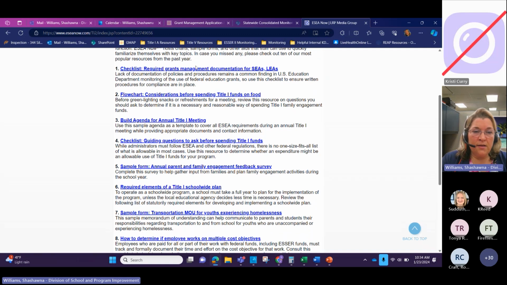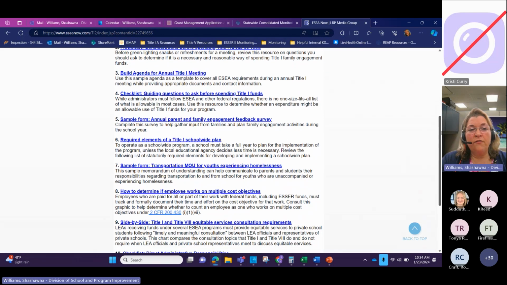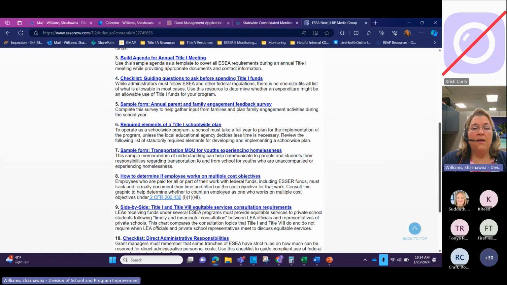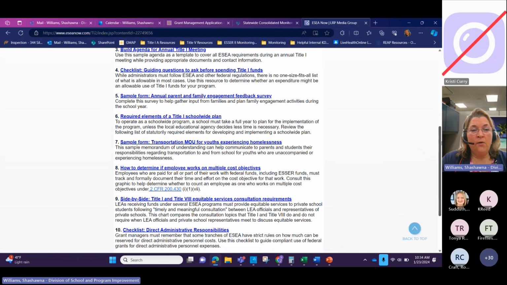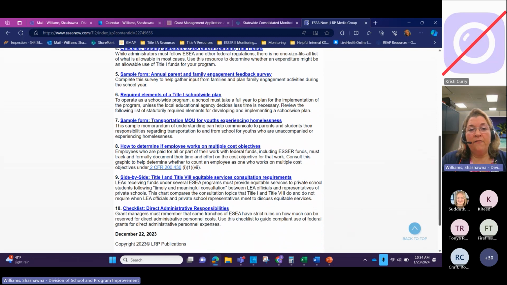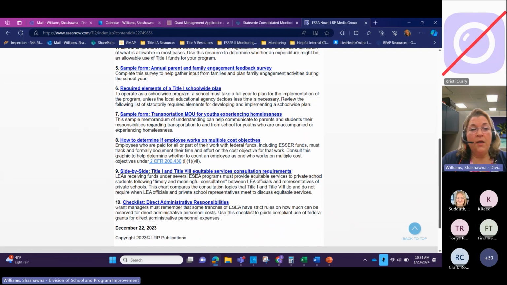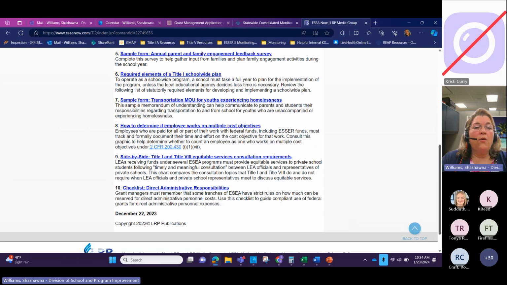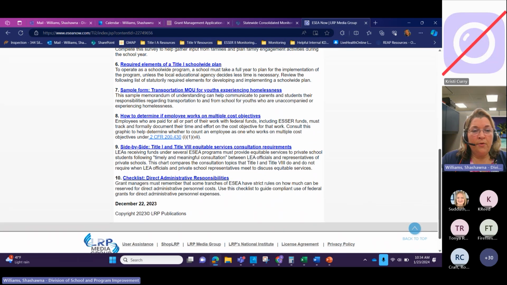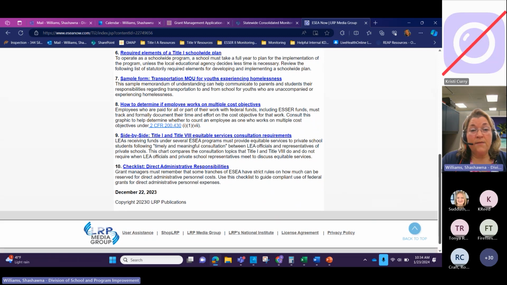So here we have a checklist of required grants management documentation for SEAs and LEAs, a flow chart with considerations before you spend Title I funds on food, building an agenda for an annual Title I meeting, guiding questions to ask before spending Title I funds, and an annual parent and family engagement feedback survey. So it's actually a sample survey. Then required elements of a Title I school-wide program, and a transportation MOU for youth experiencing homelessness.